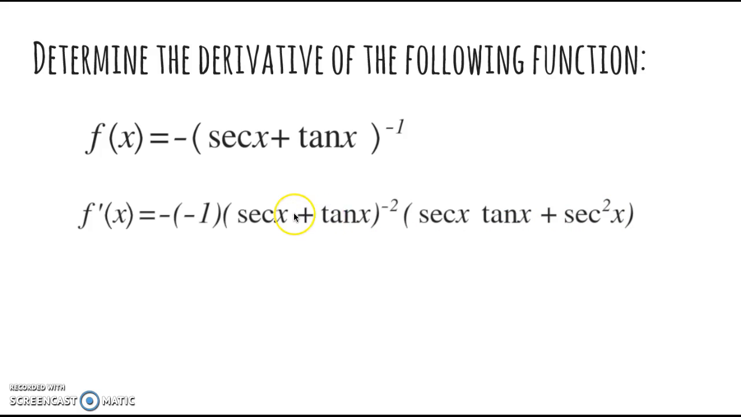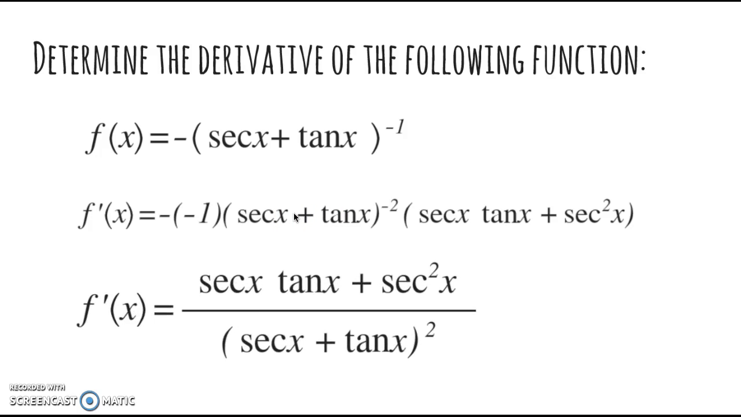Now you can move the secant x plus tan x to the negative 2 into the denominator and change the negative times negative 1 into a positive 1 to get f prime of x equals secant x tan x plus secant squared x all over secant x plus tan x, squared.